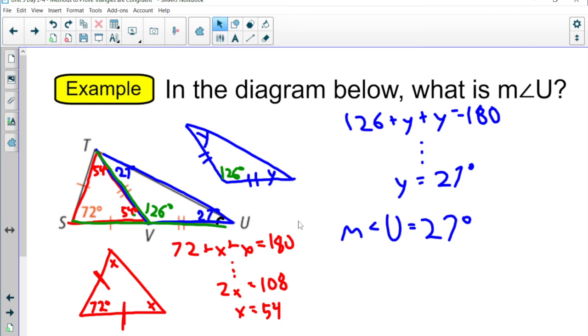Again, building our way around the triangles, using the fact of those angles across from the sides having to be the same, and using the fact that the angles in a triangle have to add to 180 degrees. Key facts there.